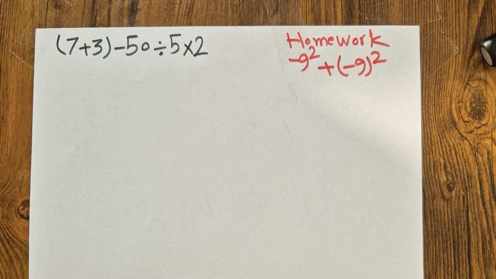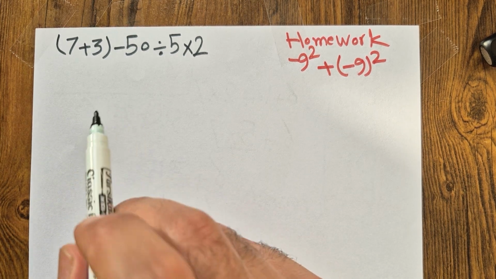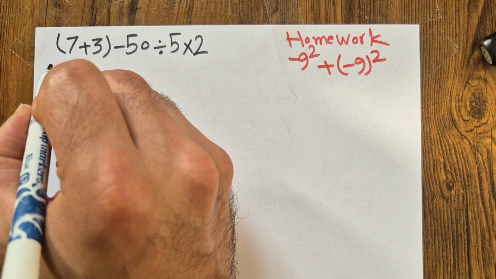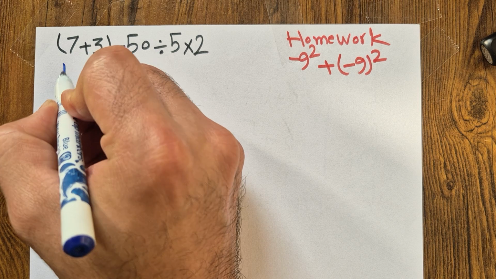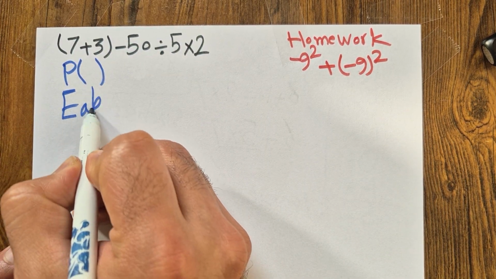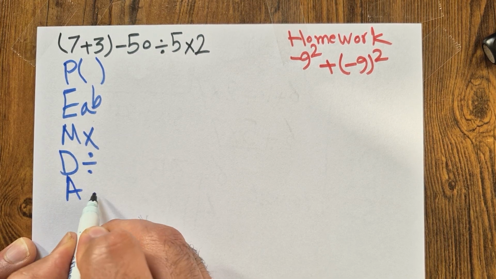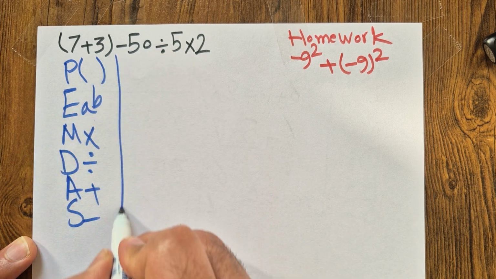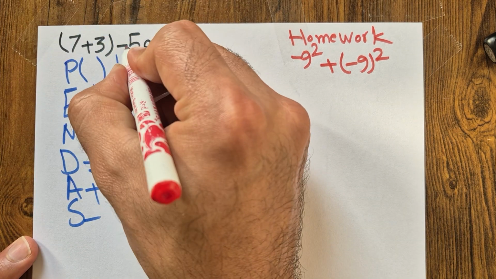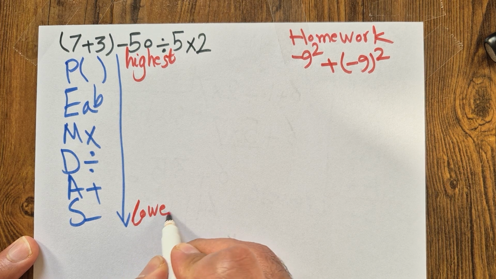Let's see what the correct order of operations is. To avoid confusion and chaos, mathematicians created a convention which is called PEMDAS, and it is an acronym. So let's see what it stands for. P stands for parentheses, E for exponents, M for multiplication, D for division, A for addition, S for subtraction. And this gives us an arrow of priority from the highest precedence to the lowest precedence.